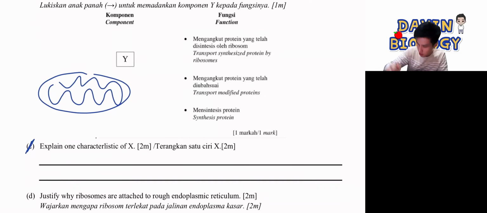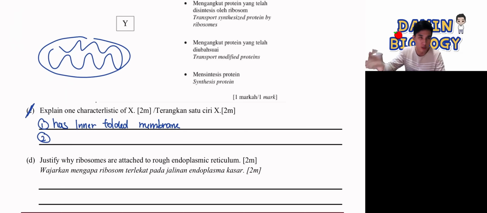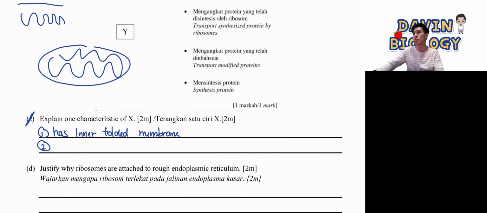Now this one got function to explain. So you must say has folded inner membrane, or folded inner membrane, either way correct also. And in bio, I already mentioned to you, whenever you see a folded surface compared to a flat surface, you also know, right? Got more surface area. So you can say, which increases the total surface area.